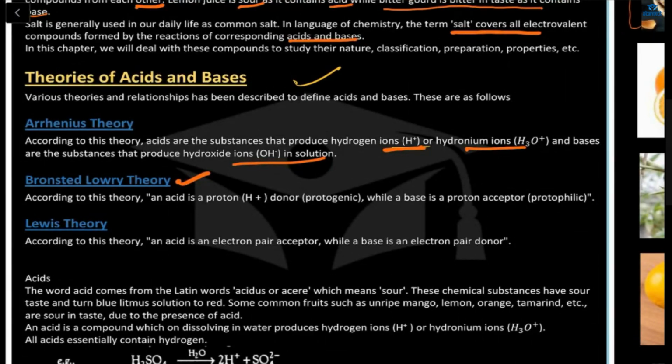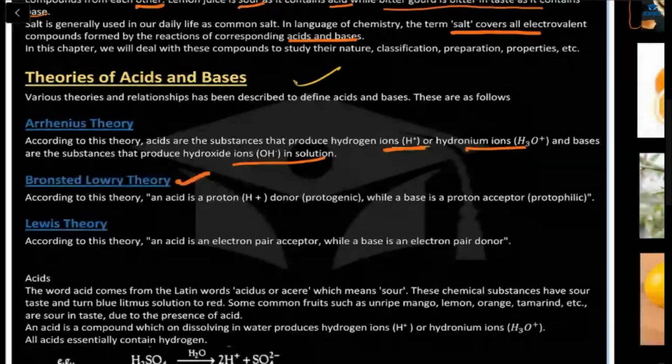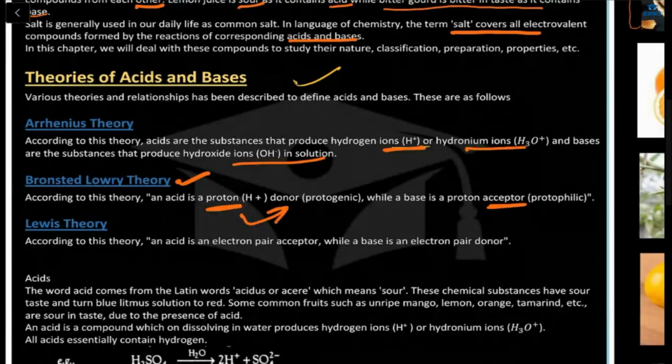Now, what about the Bronsted-Lowry theory? According to this theory, an acid is a proton, which is H plus, donor, while a base is a proton acceptor. Acid is a donor, it will donate a proton. And a base is an acceptor, it will accept a proton.